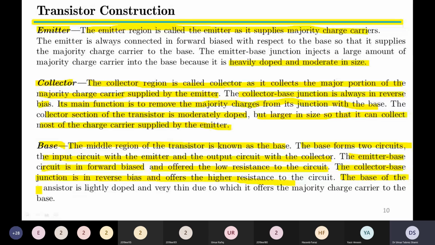The base of the transistor is lightly doped and is very thin, due to which it offers majority carriers to the collector. So the construction of the base region is that first it is lightly doped, and secondly it is thin in width. Okay, so now we come to the next slide.